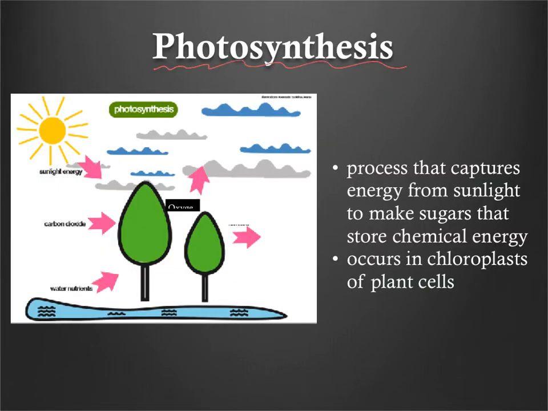Photosynthesis is a process that captures energy from sunlight, or light energy, to make sugars that store this light energy in the form of chemical energy. This occurs in plants in the organelle of plant cells called the chloroplast, and photosynthesis is able to trap this light energy and convert it into chemical energy in the form of sugars.